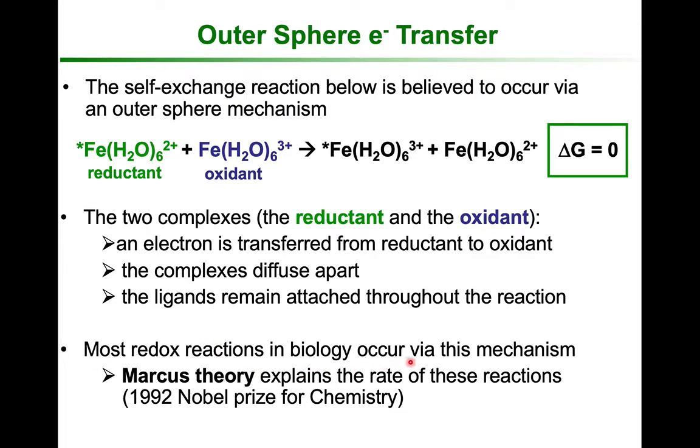Most redox reactions in biology are believed to occur by this mechanism, and this Marcus theory was the basis for the 1992 Nobel Prize in Chemistry.